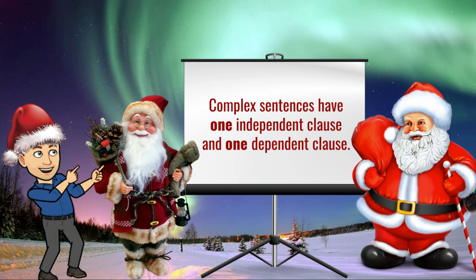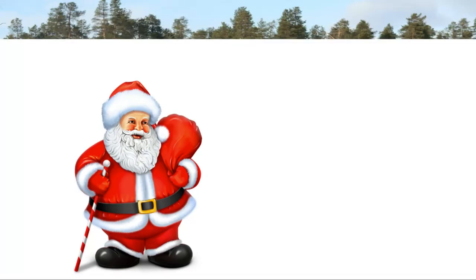Now we're going to talk about complex sentences. And you're noticing there's another cousin here. We have one independent clause that is a cousin of Santa Claus. And we have one dependent clause that is the other cousin of Santa Claus. These guys are brothers, but they're slightly different.